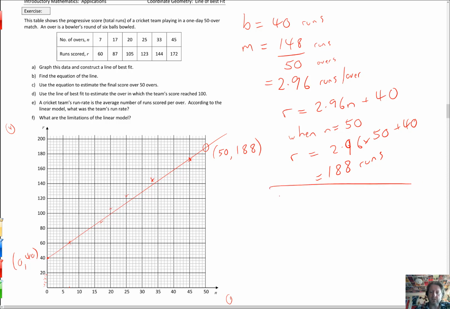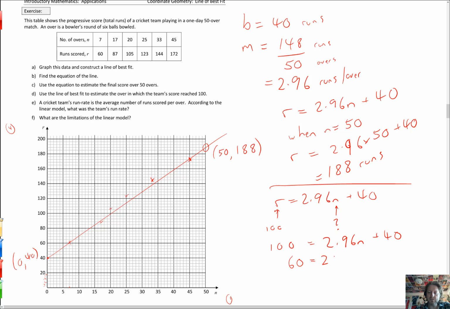Let's look at the equation again. R equals 2.96n plus 40. Now it's asking us, what is the n for when R is 100? We can do that. In other words, replace the R with 100, leave the n alone and try and find it. We've got to do a bit of algebra. I want to get this n by itself. The first thing I do is get rid of this plus 40 by minusing 40 from both sides.